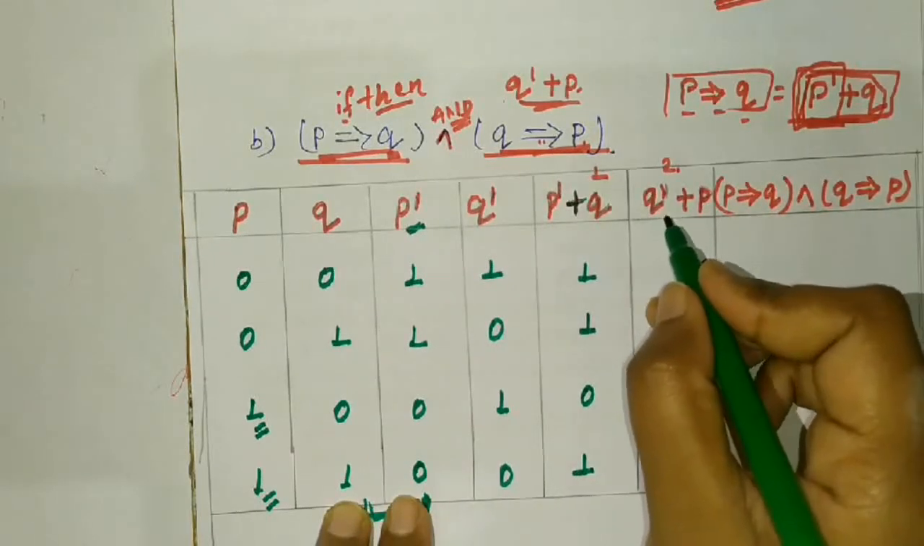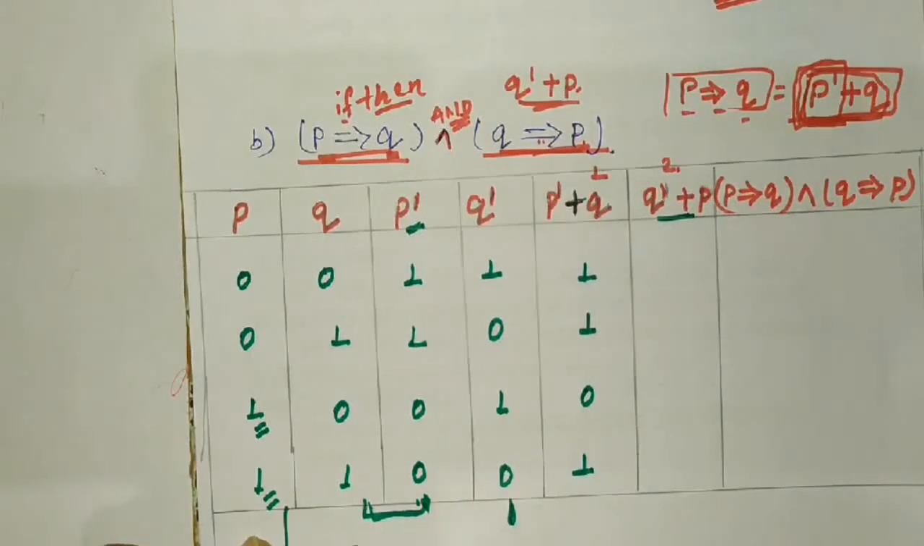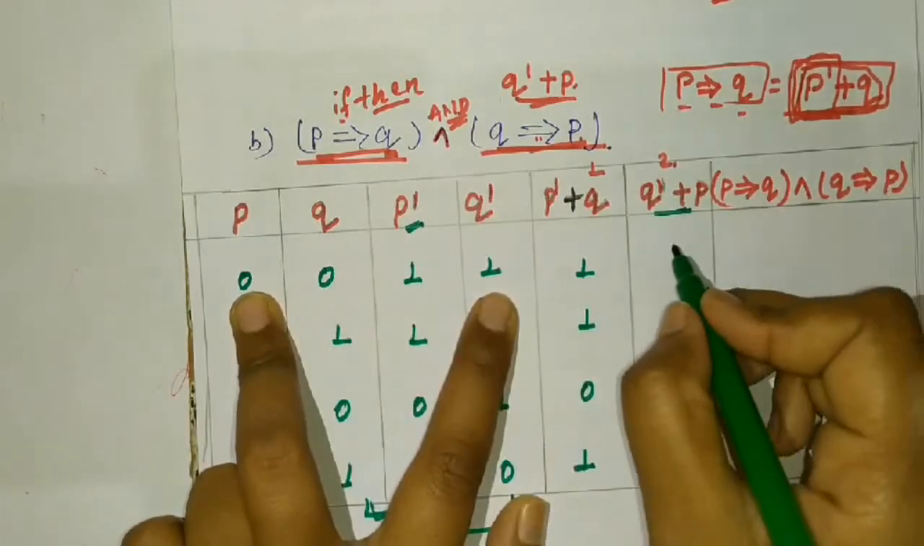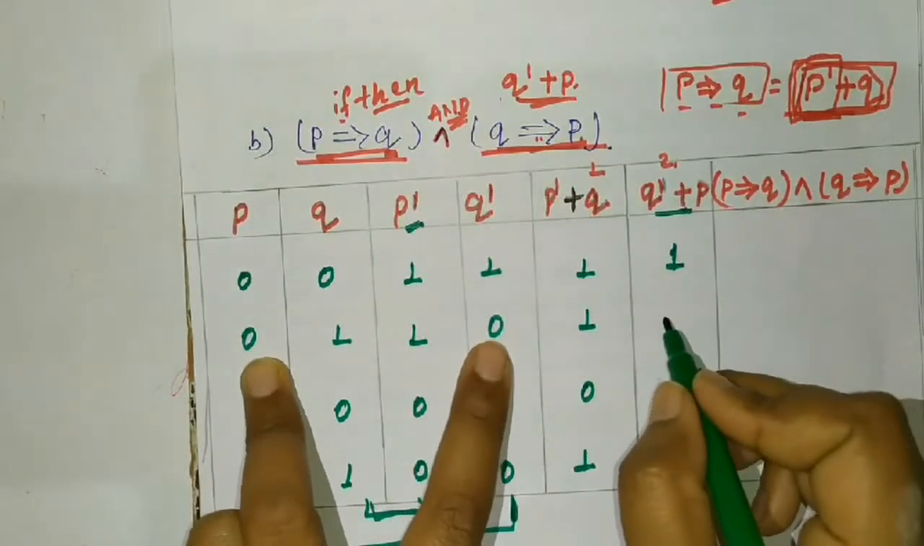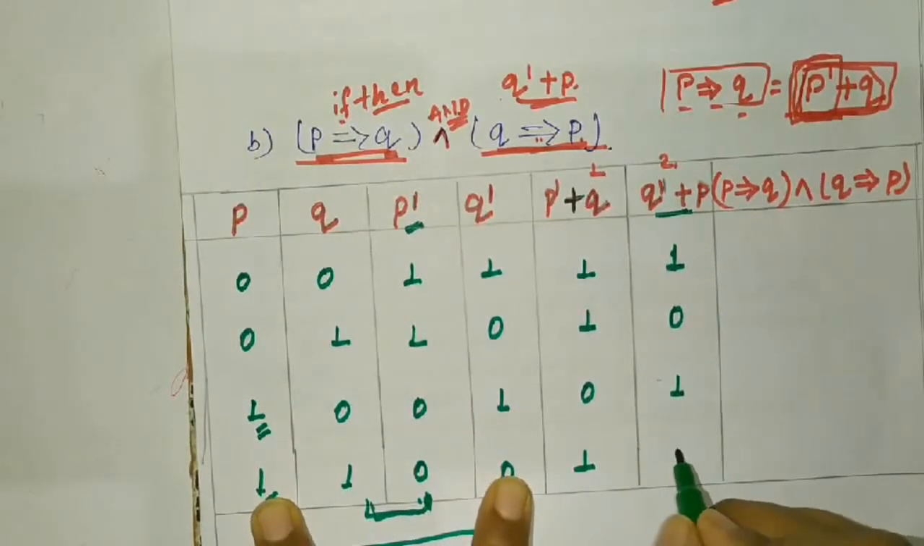Next we have to find Q dash plus P. This is Q dash and this is P. We have to add these two numbers. So 0 plus 1 is 1, 0 plus 0 is 0, 1 plus 1 is 1, 1 plus 0 is 1.